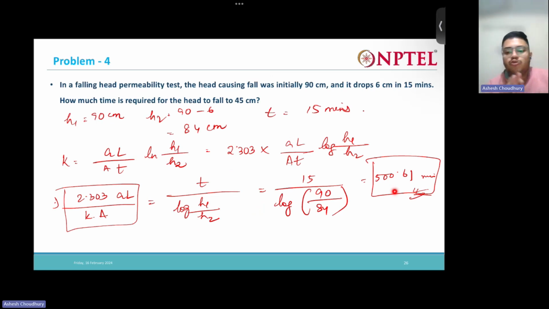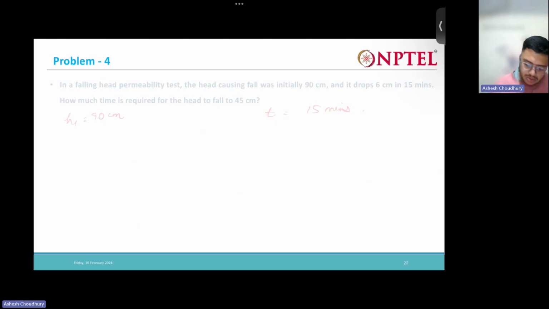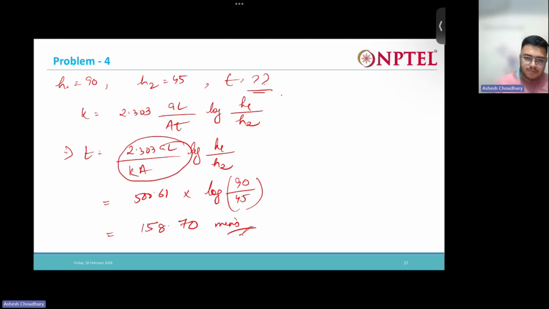So in the first case, the initial head was 90 centimeter, then in 15 minutes it drops to 84 centimeter. Using that we got the constant part. Using that we can find out when the head will fall to 45 centimeter, how much time will have elapsed. Okay, so this much time.